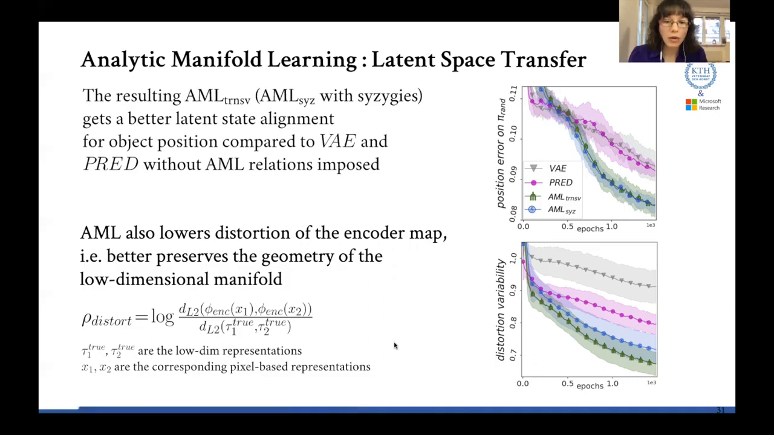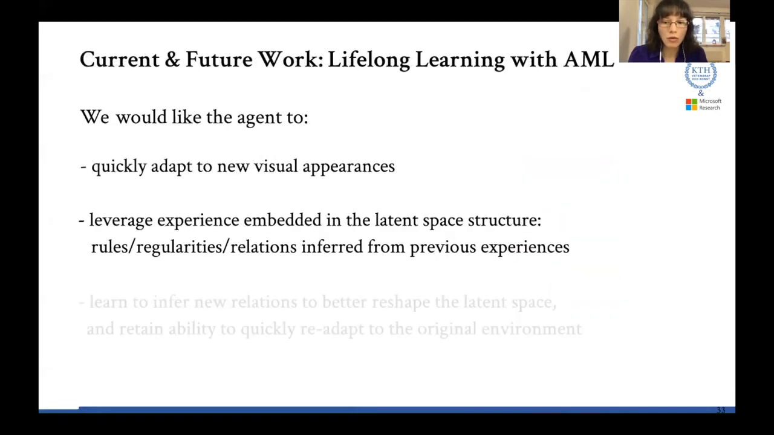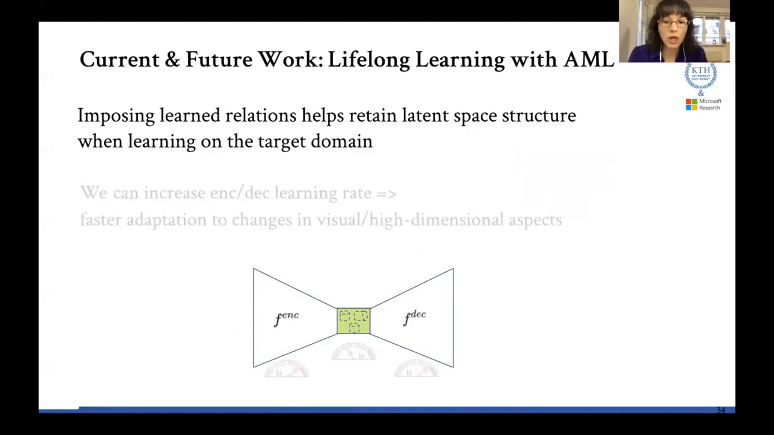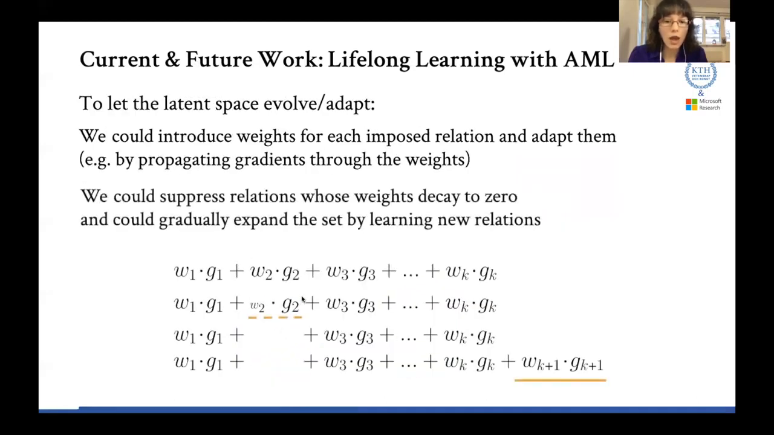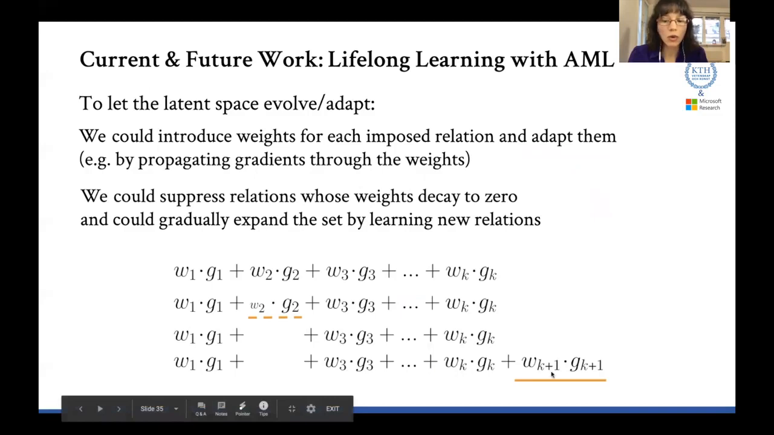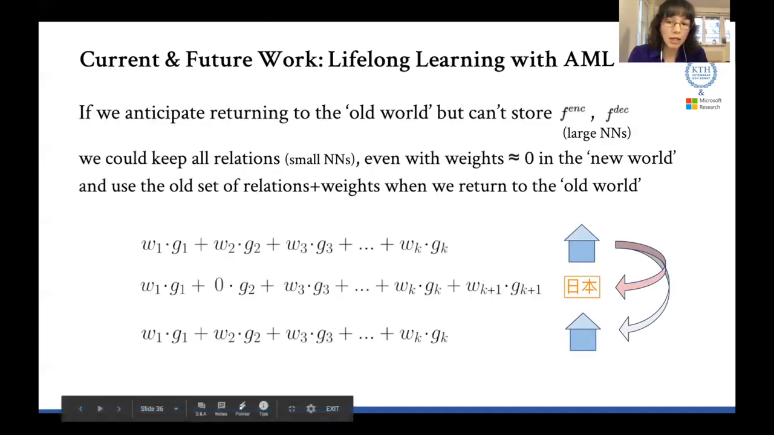And there are a lot of future directions. I won't go through this too much. The compositional nature of this allows us to say, okay, for lifelong learning, we could learn new relations and then come back to using the old relations if we want. We can also adjust the weights of these relations and transfer the weights as well. So that's nice.